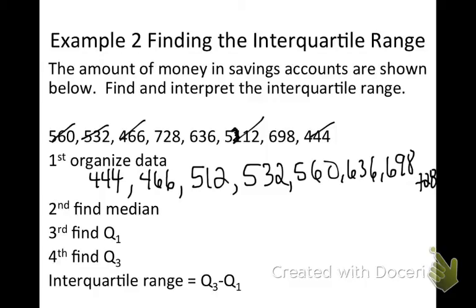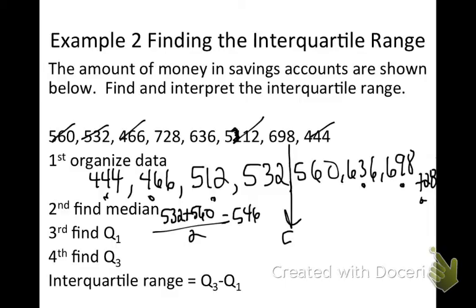Okay, so first we want to find our median. So remember, we go to the middle. So 1, 1. So we're going to work our way to the middle. So we have these two numbers, 532 and 560. So I'm going to add them together and divide by 2. And that gives me 546 is my median. So 546 is my median, which is also my Q2.